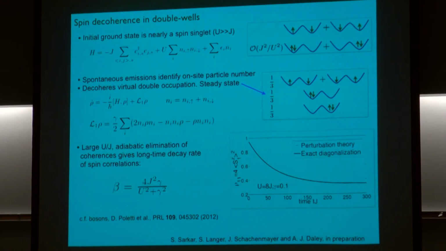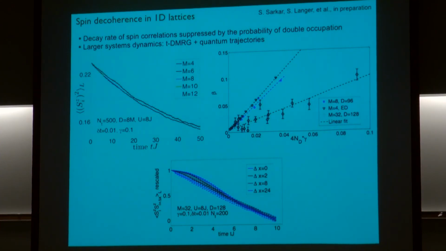And this is for a double well. We also did calculations with time-dependent DMRG, and the bottom line is this does scale, again, as the probability of having doubly occupied sites in the system, and you see this real additional robustness here. So that's the main message I wanted to get across.